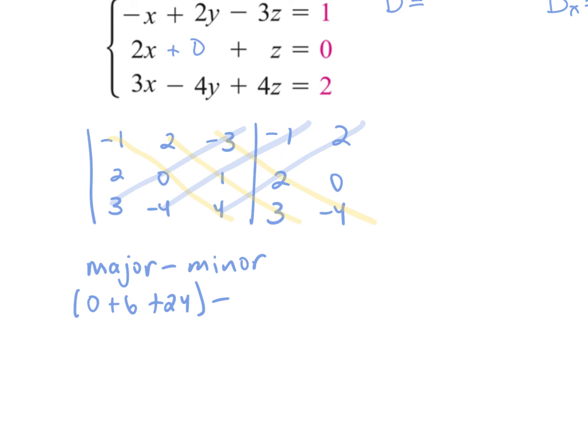We like when there's zeros in there. What's 3 times 0 times negative 3? 0. Good. Negative 4 times 1 times negative 1? 4. Plus 4. 4 times 2? 8. Times 2? 16. Good.